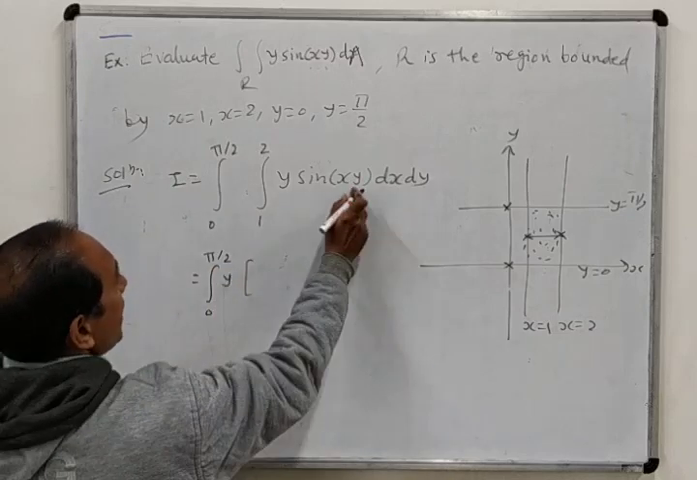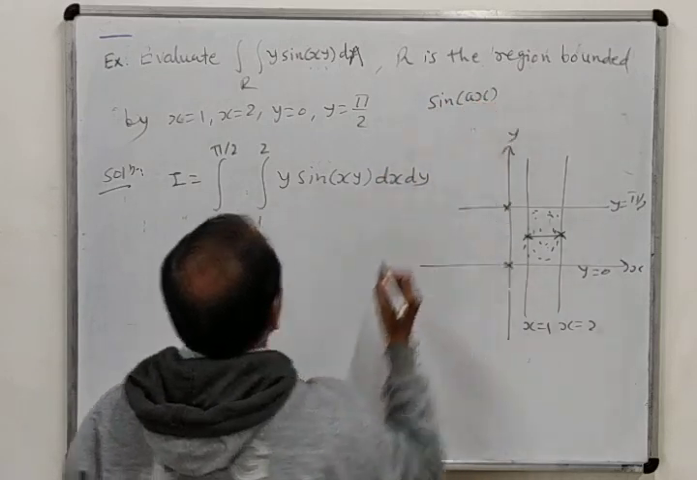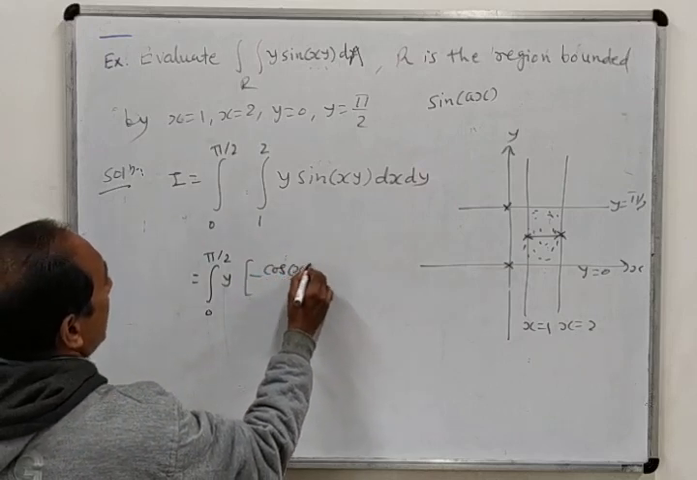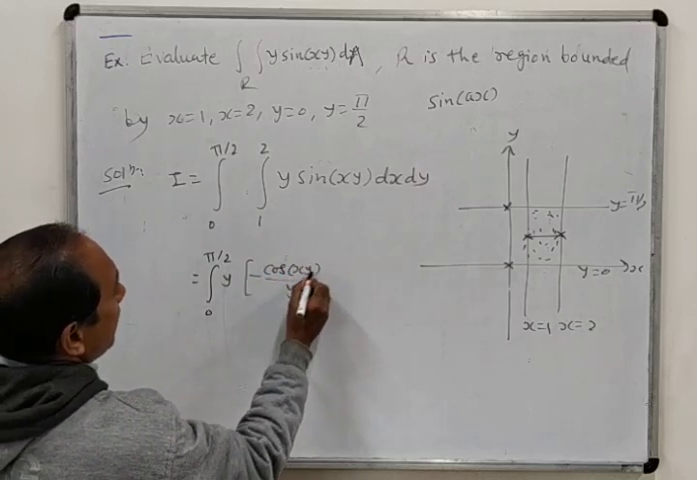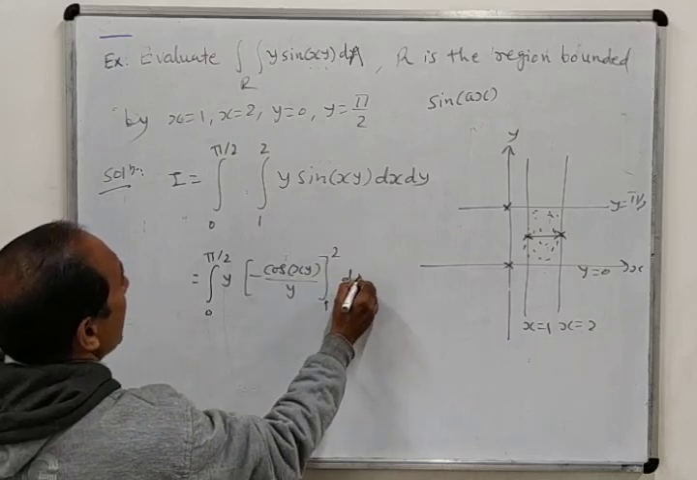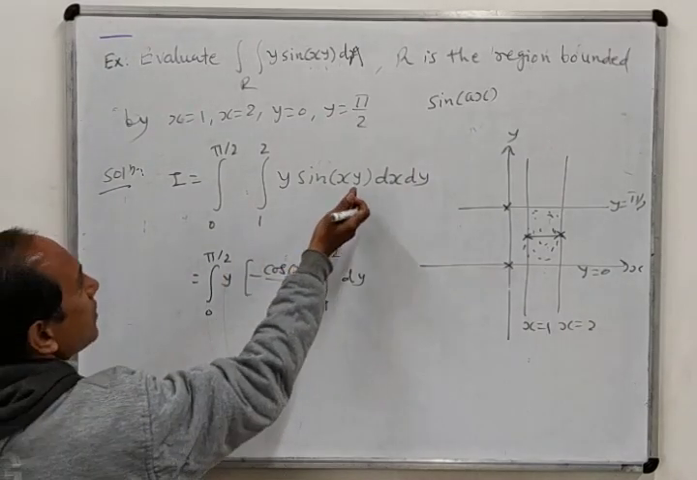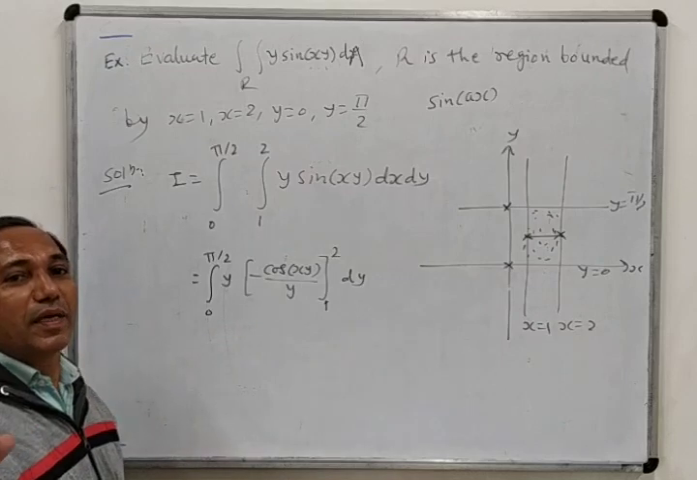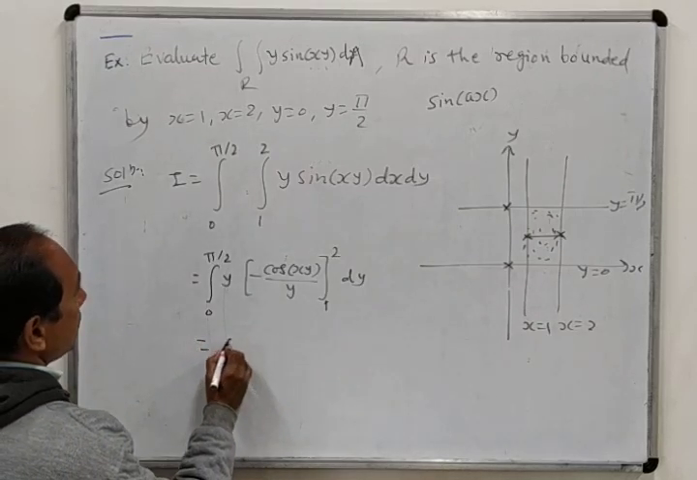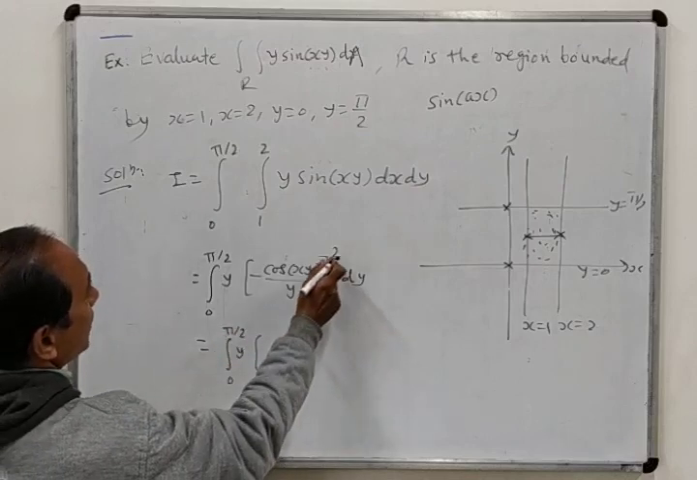Integration of sine, this y is constant, so it is just like sin ax. So the integration of sine is minus cos xy, and when there is some constant, then we divide by the constant. So from 1 to 2, dy. If we find a derivative, then we multiply by the constant. If we find the integration, then we divide by the constant. So you must keep in mind. So 0 to π/2. So here y is there. These are the limits of x.